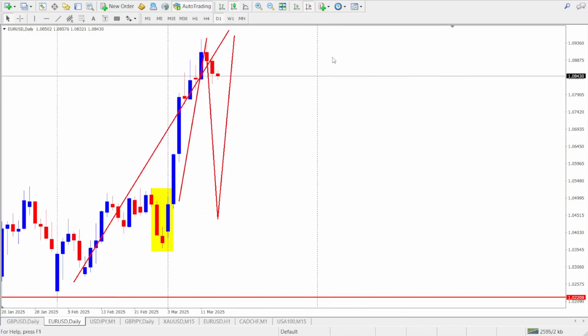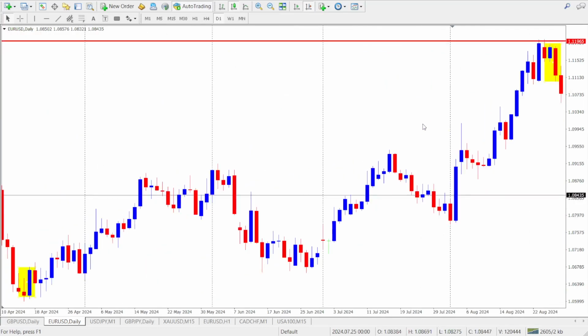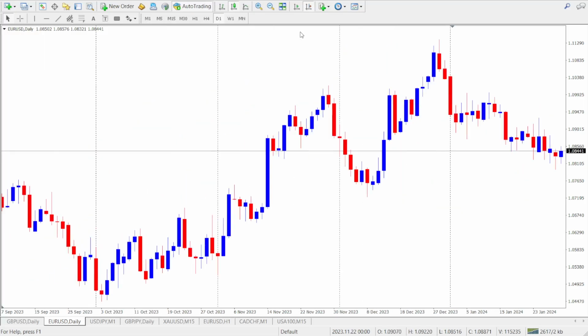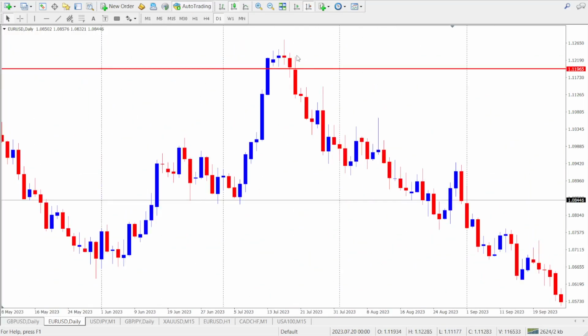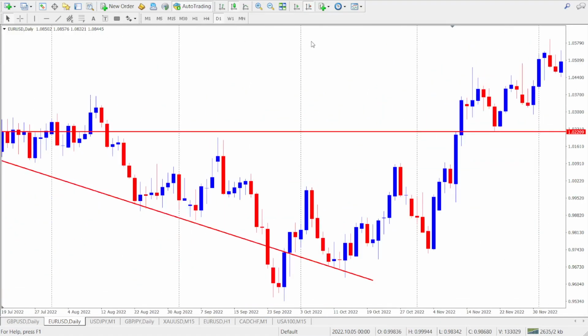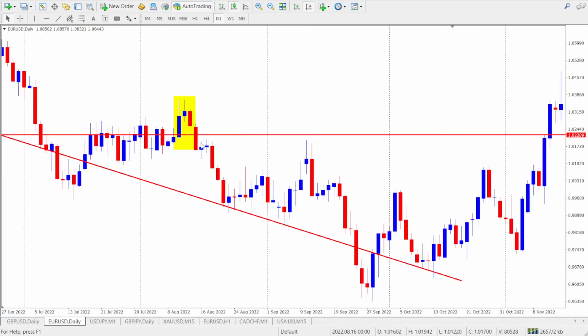Then evening star is just the opposite. Let's see if we can find an example. You're going to have a bullish candle, and then a small bodied candle, and then a bearish candle following. We can see something like that here. So a bullish candle, a small bodied candle, and a bearish candle, and usually we have a decline to the downside after that.